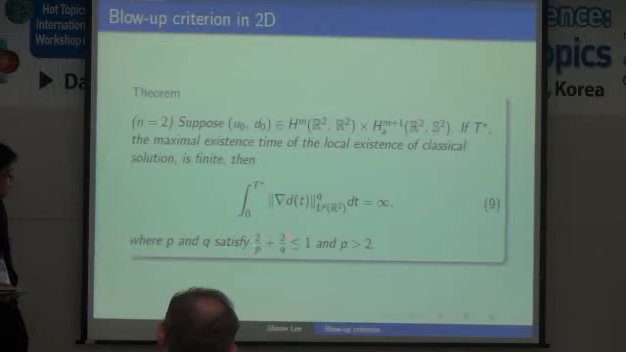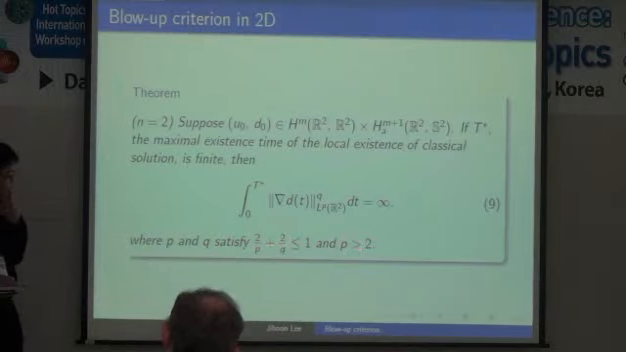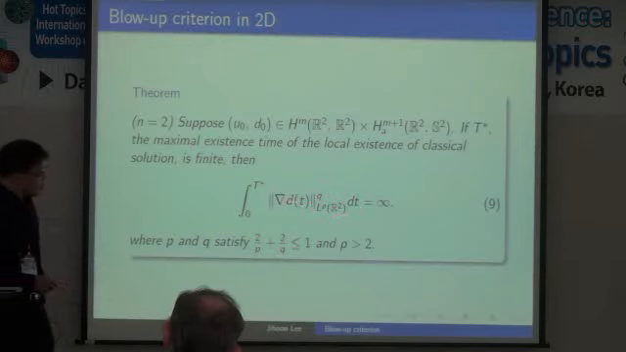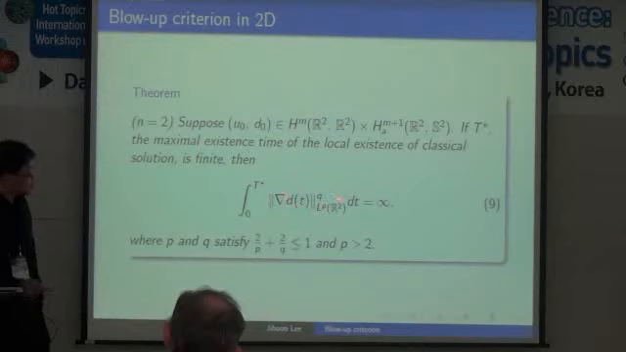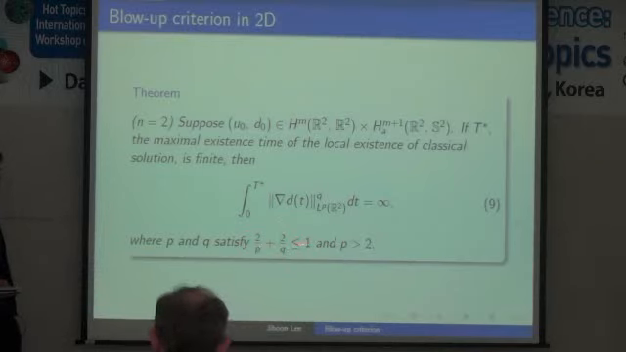We have 2/P + 2/Q ≤ 1, and P is greater than 2. Actually if P is 2, then Q is infinity, so L2 in space and L infinity in time. We have a priori this L2 in space and L infinity in time quantity bounded, but already this kind of equation has to blow up in finite time. So P equal to 2 cannot be included in this case, but if P is slightly greater than 2, and Q is some number satisfying this one, then if this quantity is finite, the solution is regular.